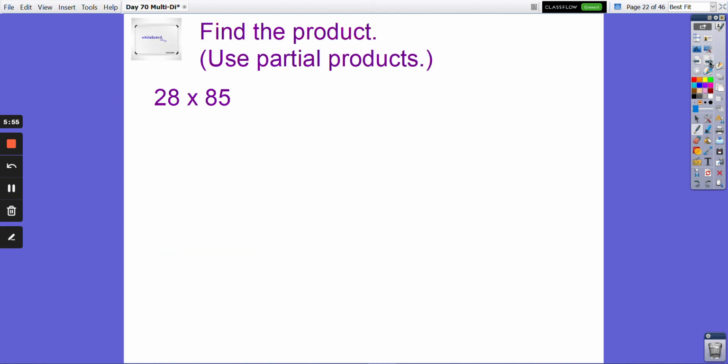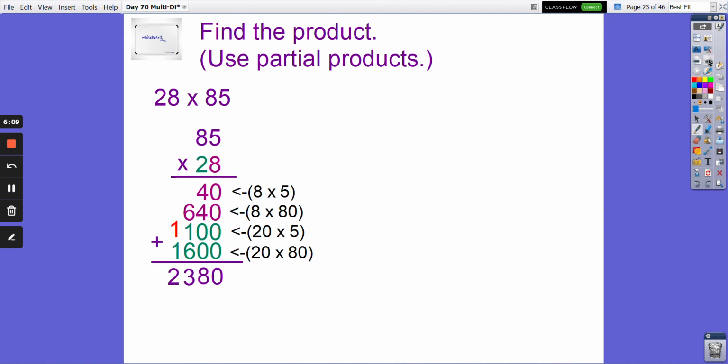All right, your turn. Find the product. Use partial products to find your answer. 28 times 85. Go ahead and pause the video to work it out. Alrighty, welcome back. So we do our 8 times 5, which is 40. Again, you're writing the entire product that you get, that little partial product, down at the bottom of our problem, below this line.